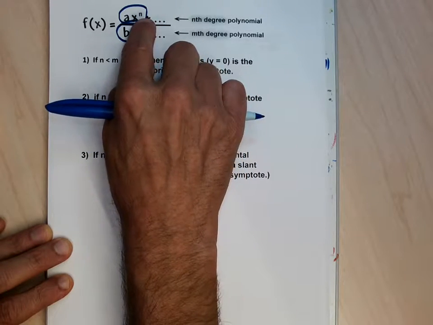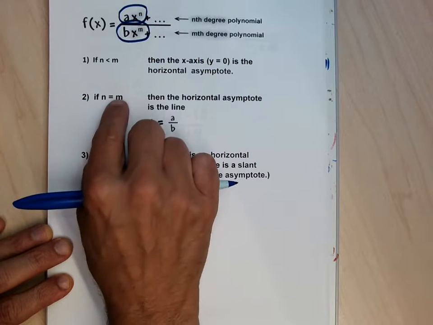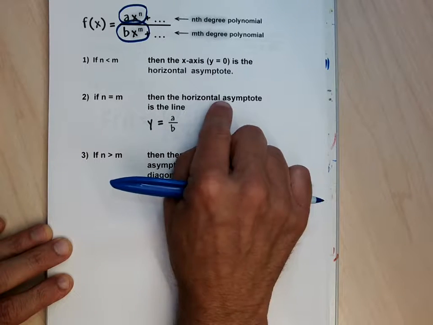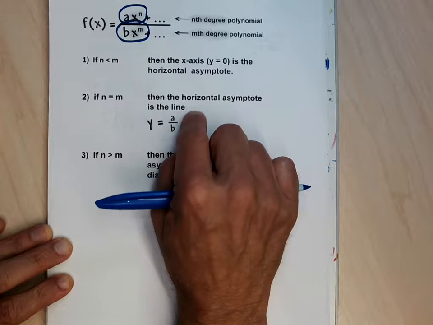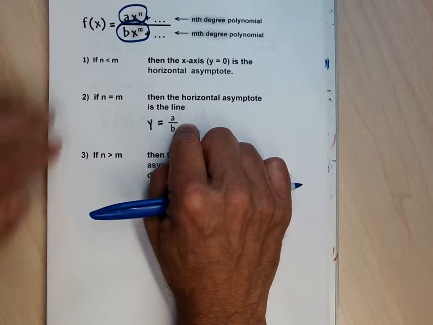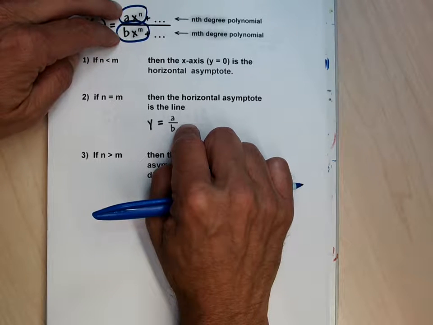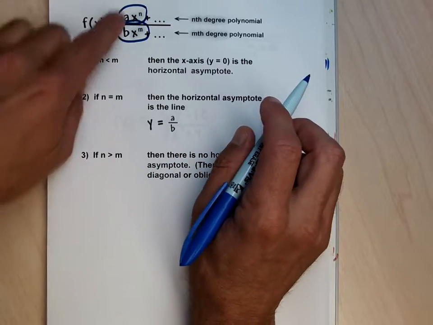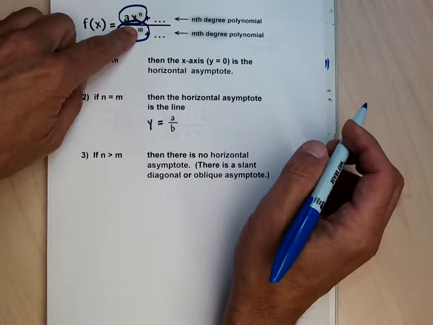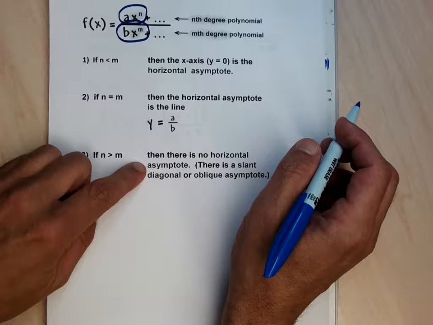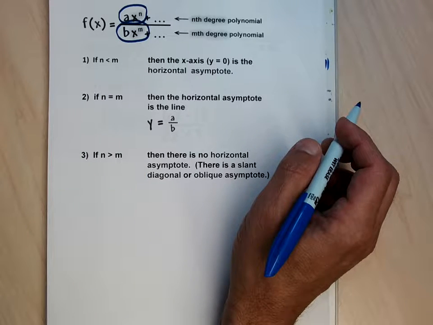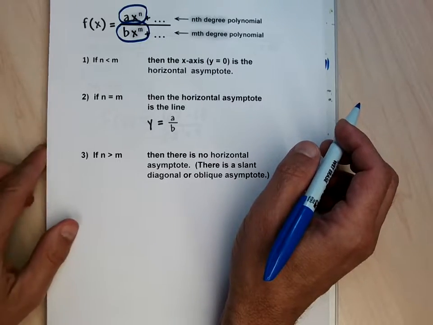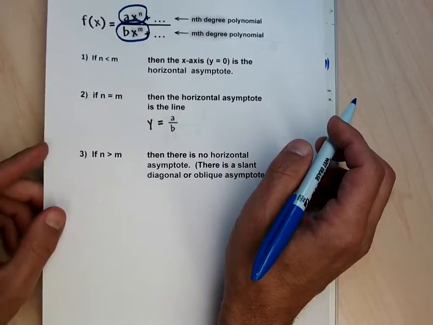If the highest exponent in the numerator is equal to the highest exponent of the x term in the denominator, then the horizontal asymptote is the line y equals, and you divide the numbers in front of the terms with the highest exponent. And if the highest exponent in the numerator is bigger than the highest exponent in the denominator, you don't get a horizontal asymptote, you get a slant asymptote. I might have run through that so quickly that it wouldn't make any sense, and that's okay. I'm going to go through this sheet a bunch of times and you'll get it down.